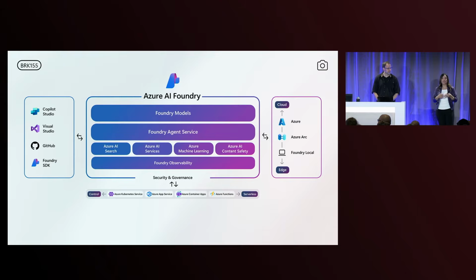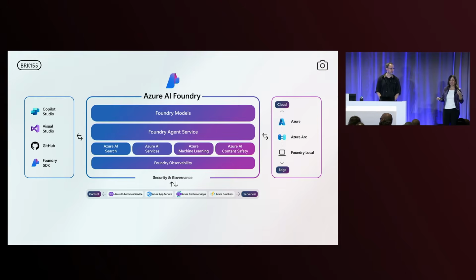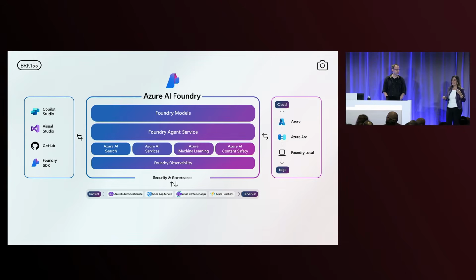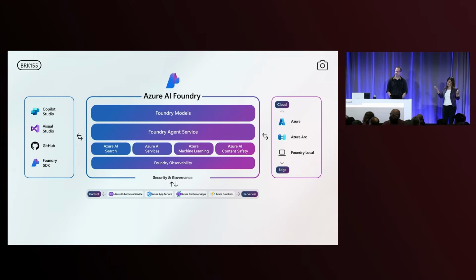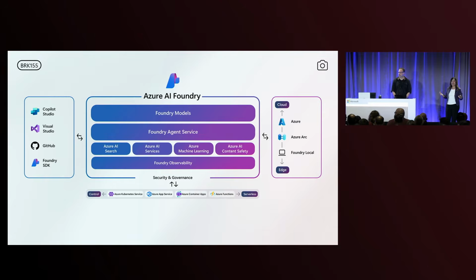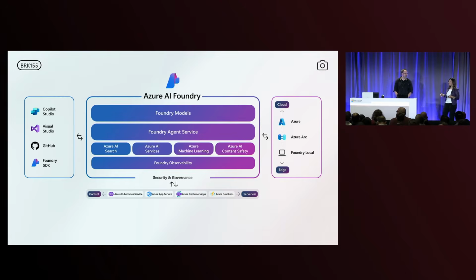Then we have a set of services that you can use that enable you to connect to data in search, connect to a set of AI services like speech, translation, content understanding, and other capabilities that we've been building throughout a long time. Then we also have not only model consumption and model customization, but also model creation with Azure Machine Learning. And then, of course, all of the features that you will need in order to safely and trustworthily bring your applications into production with content safety.